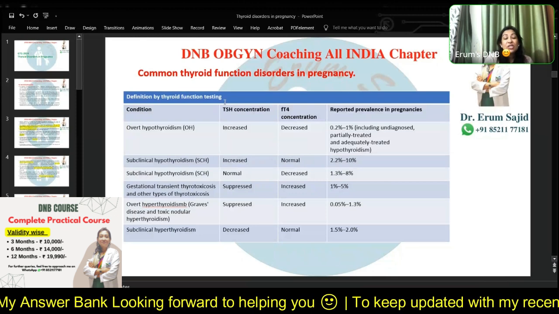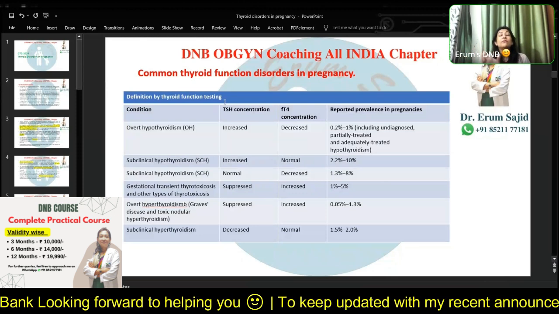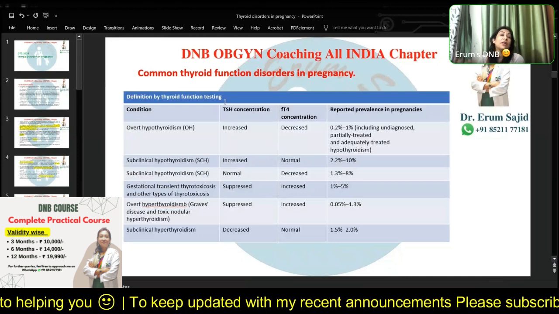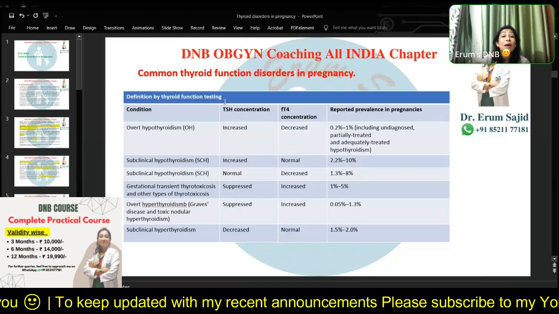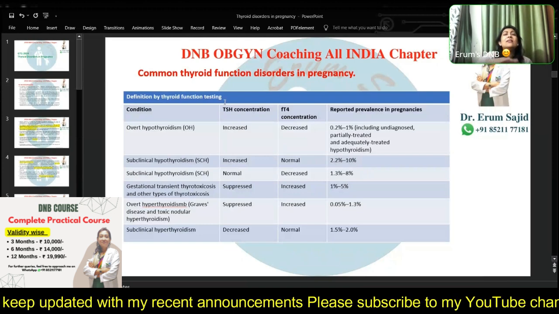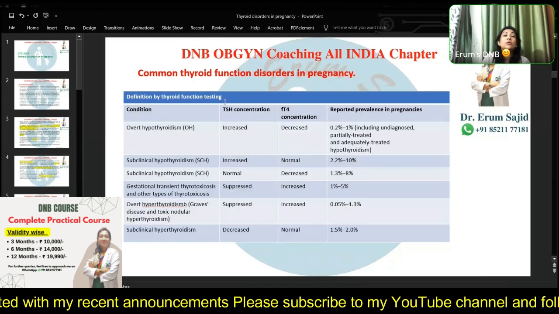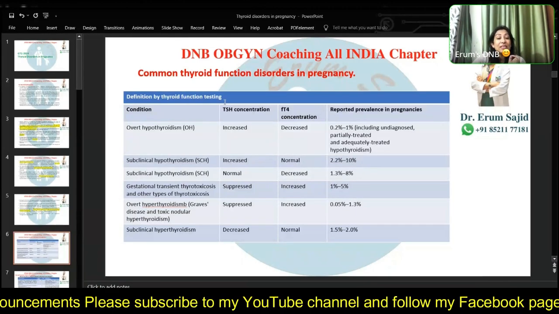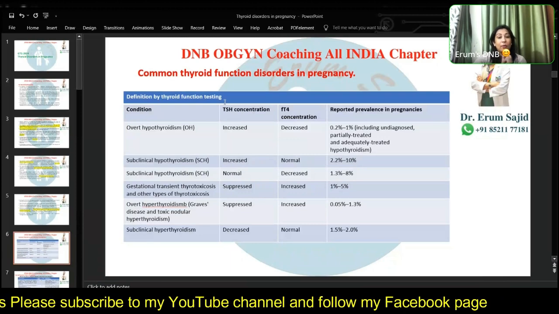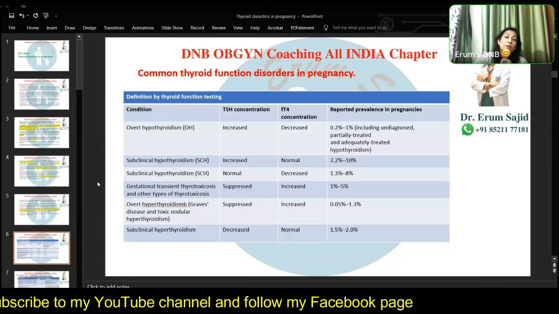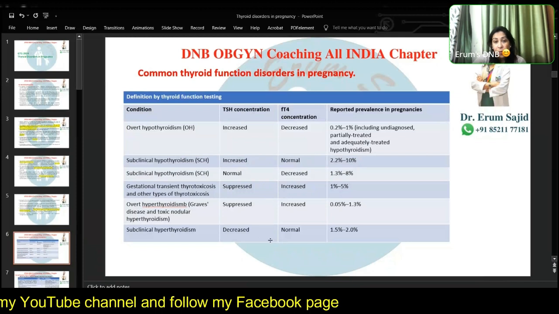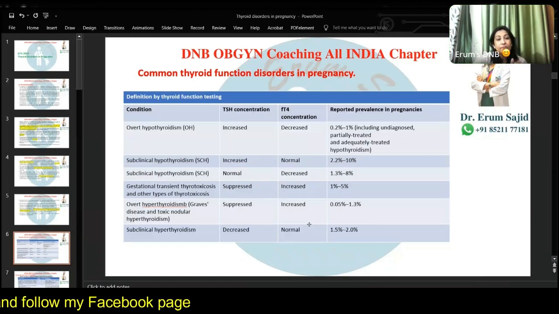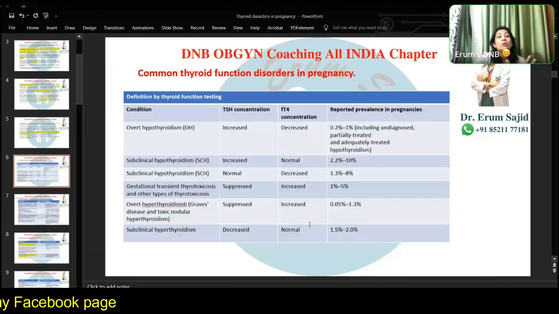And what do you mean by gestational transient thyrotoxicosis? Usually in the first trimester, because of a similar attachment like an HCG, it seems as if TSH is also increased, and because of that, you might have a transient thyrotoxicosis kind of a situation, but usually it subsides on its own. Then you have something called subclinical hyperthyroidism, in which there is a possibility of TSH being decreased, but FT4 still remains normal. Okay. So that was about some common thyroid function disorders.